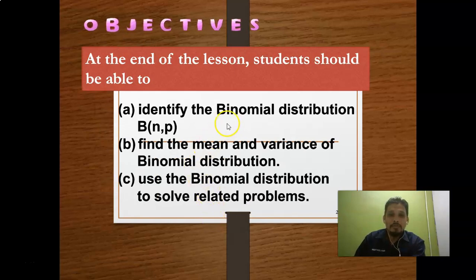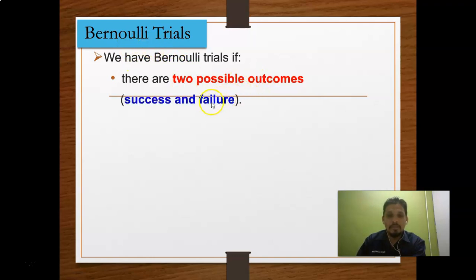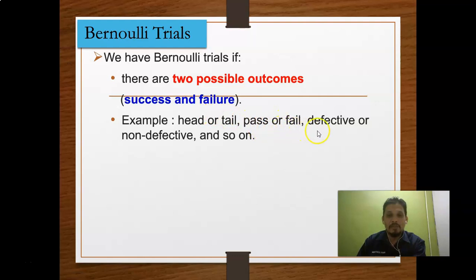Okay, so we look into the binomial distribution, where we state it as B(n, p), where n is the number of trials and p is the probability of success. We're going to find the mean and variance and use the binomial distribution to solve related problems. So we look at the Bernoulli trials. There are only two possible outcomes, either success or failure. Example: head or tail, pass or fail, defective or non-defective, and so on.